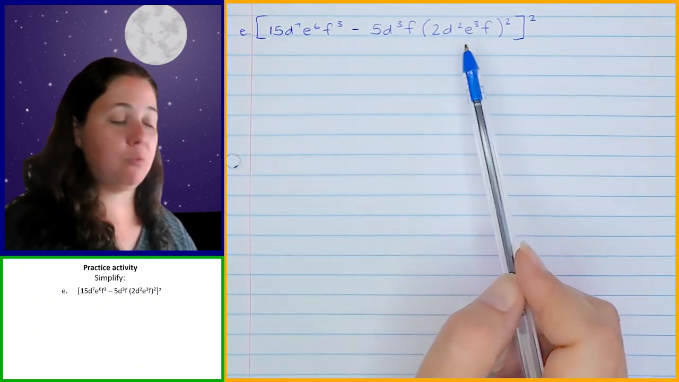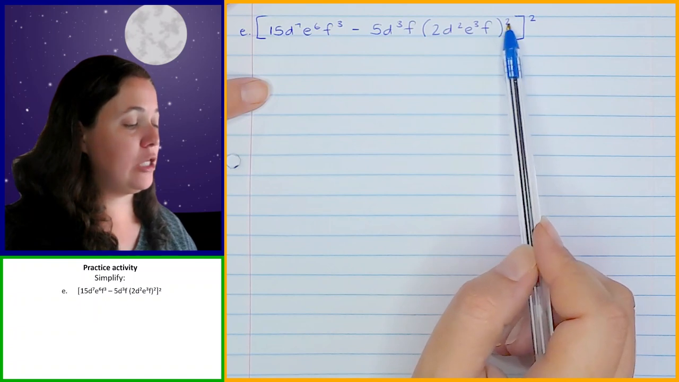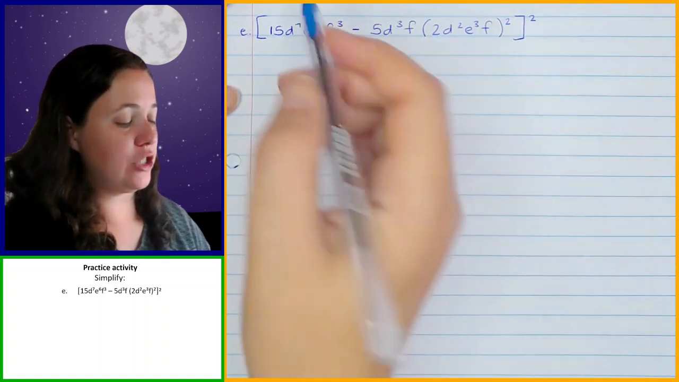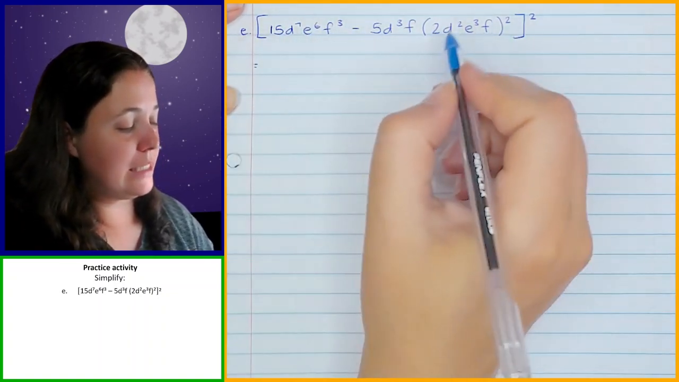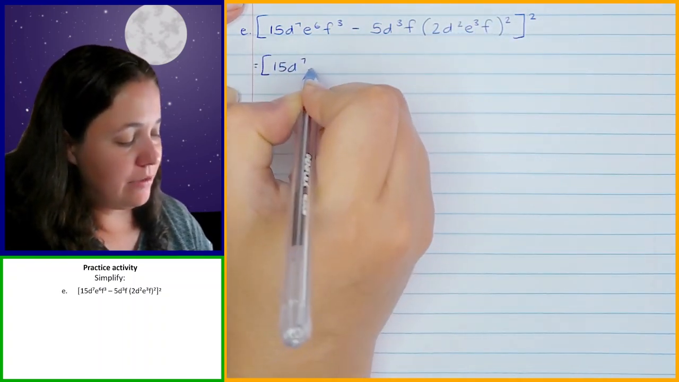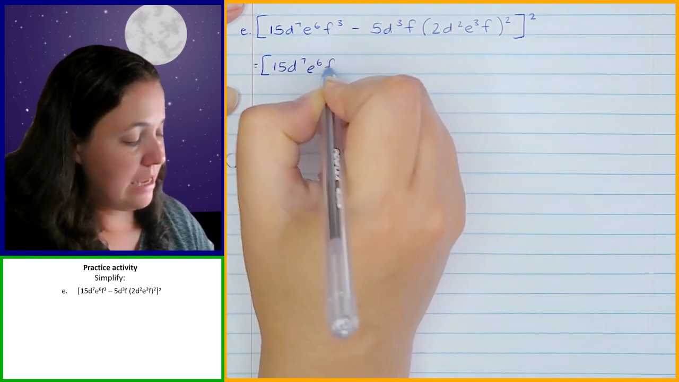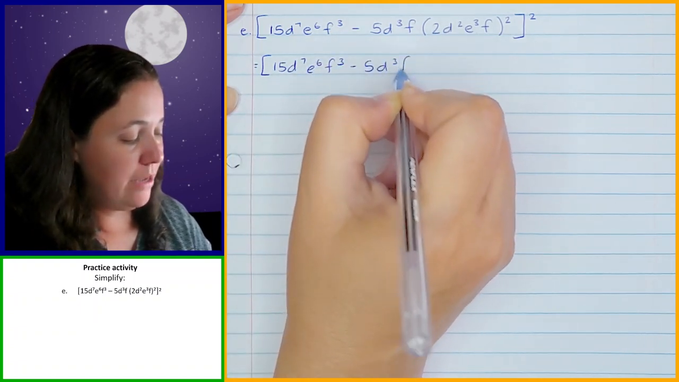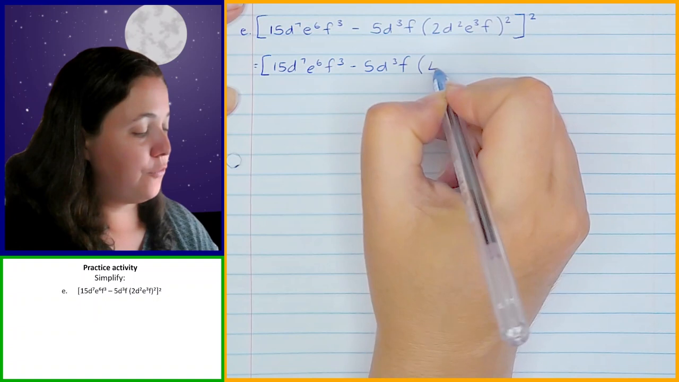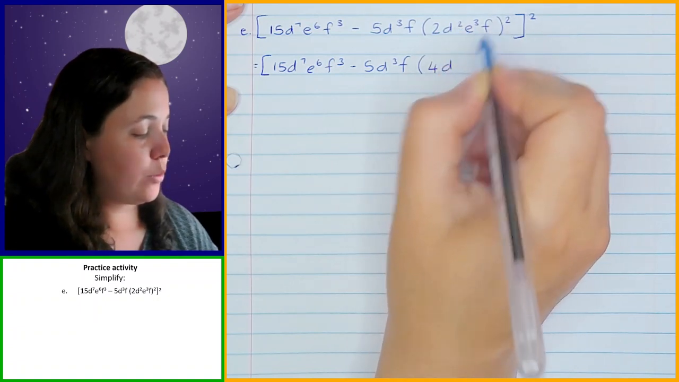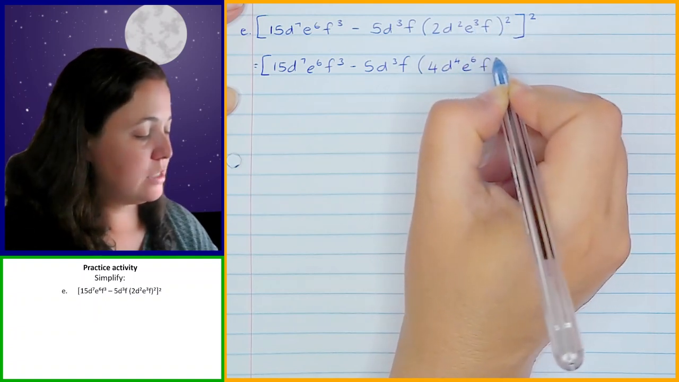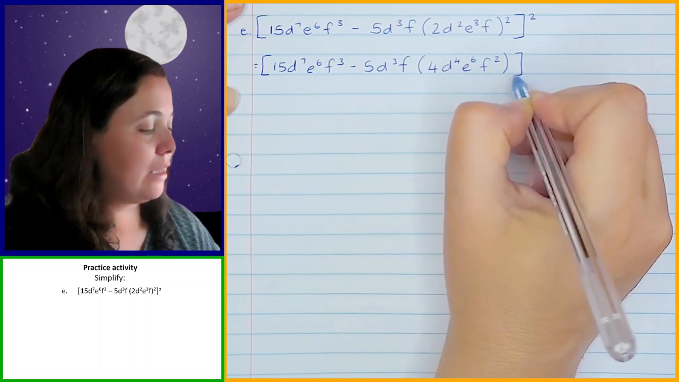So then I go on to exponents, which is this over here. So I'm going to simplify this bracket with the exponent, and then I will go on to multiplication and division. So first, this is all going to stay the same except for that over there. So I've got 15d to the power of 7 e to the power of 6 f cubed minus 5d cubed f. None of that is changing. And then over here I have got 2 squared is 4, d squared squared is d to the power of 4, e cubed squared is e to the power of 6, and f squared is f squared. Okay, and then that is being squared.